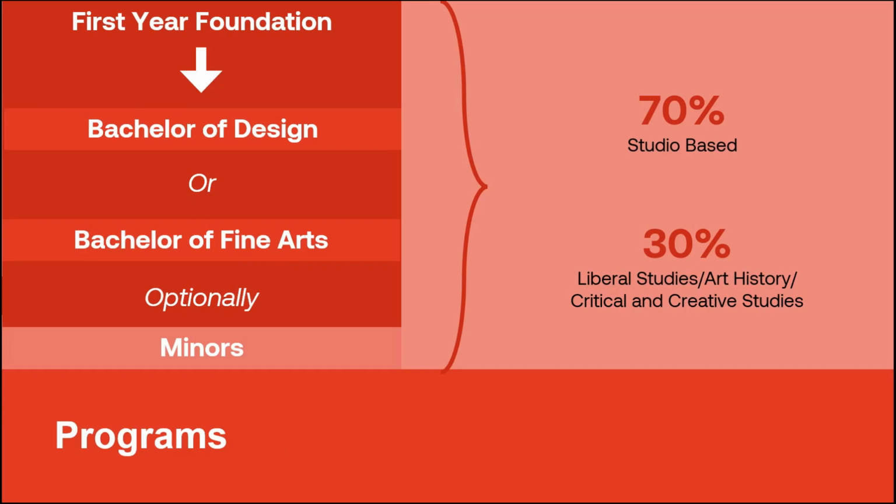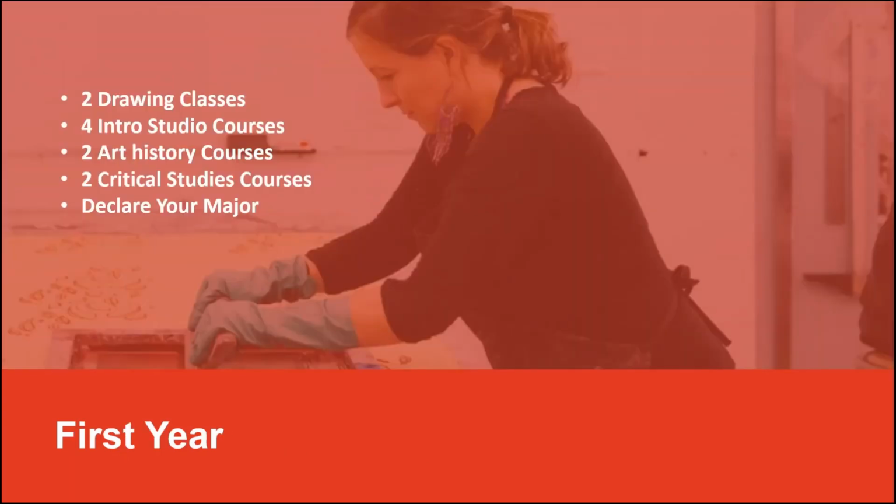You will have 70% of your courses be studio-based, and 30% will be liberal studies and critical theory courses. And I'm going to tell you a little bit about those courses as well. So this is kind of what your first year would look like. You'll take a couple drawing classes. You'll be able to choose from 4 different intro studio courses, take a couple art history courses, and then 2 critical studies courses. And as I mentioned, I'll tell you what those are in a minute. And then after completing your first year, you would declare your major.